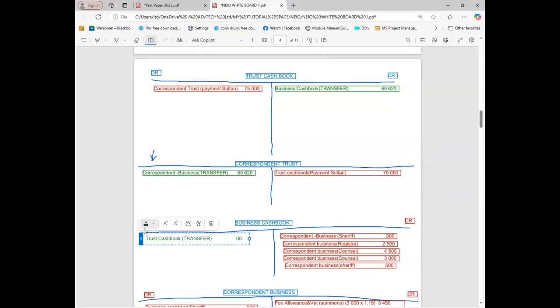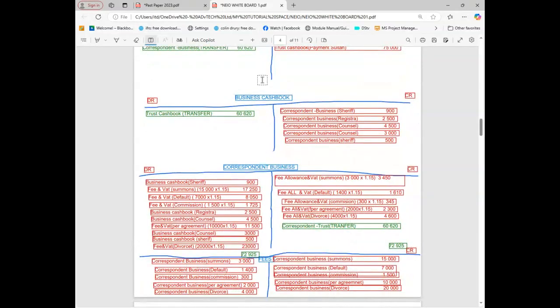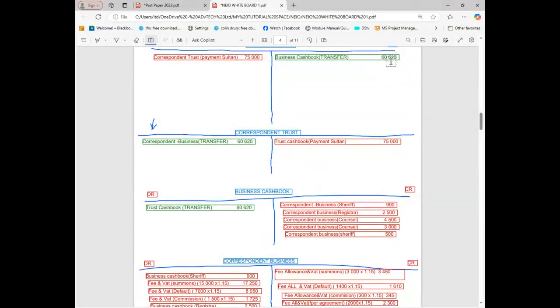So I want you not to forget this. The transfers take place under four accounts. Firstly, between the individual accounts, which is, when I say individual accounts, I'm referring to the correspondent trust and the correspondent business. And thereafter, between the two cash books. Don't forget that, because sometimes you can end it here and lose that mark. Same amount. Can you see? One, two, three, four.